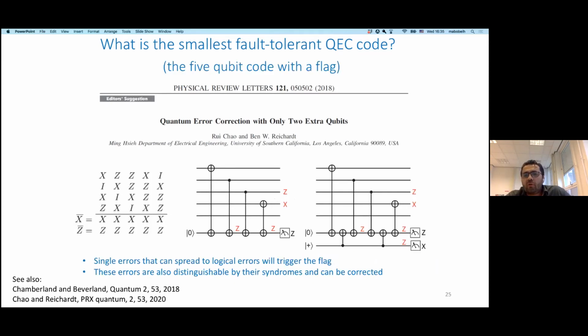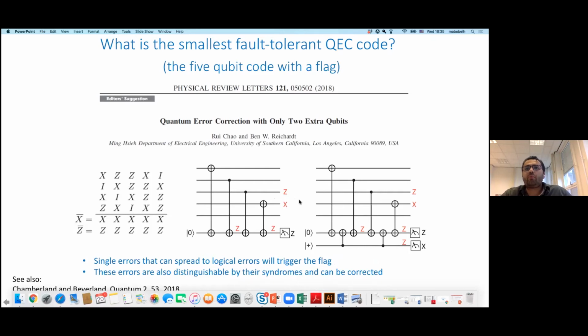A couple of years ago, Chao and Reichardt came up with a very nice scheme that uses only an extra flag qubit to make this scheme fault tolerant. So the basic idea is that single errors like this one, which would propagate into weight-2 errors, would also propagate to the flag and trigger it. In their paper, they show that these errors are also distinguishable by their syndrome, and therefore can be corrected.